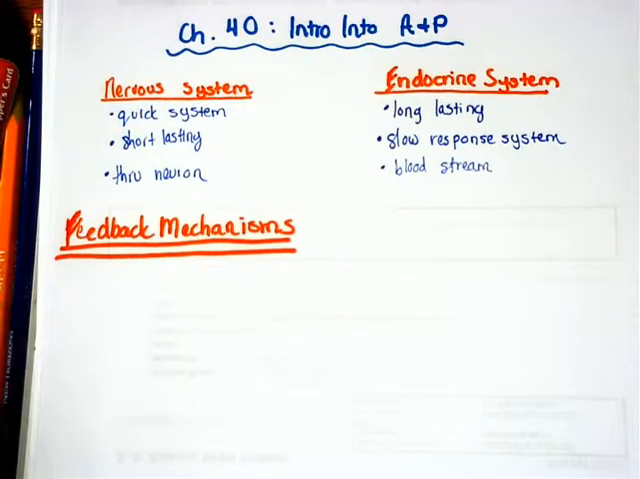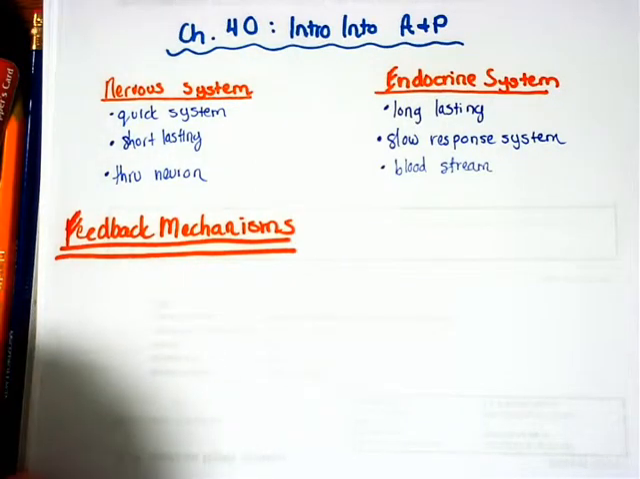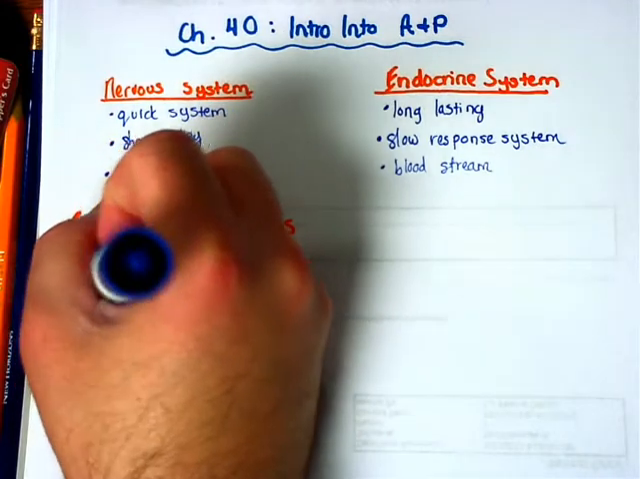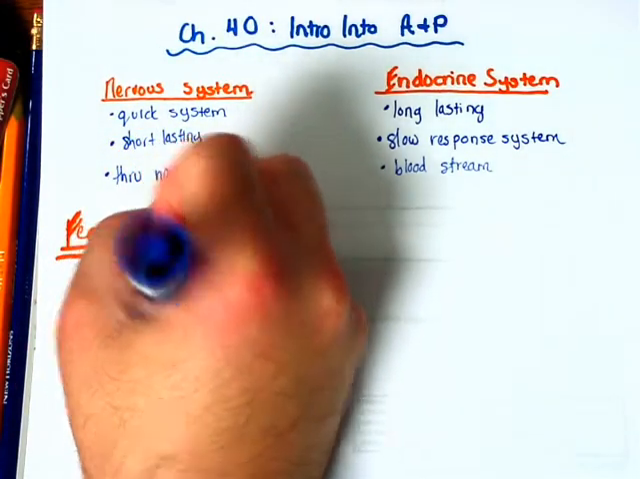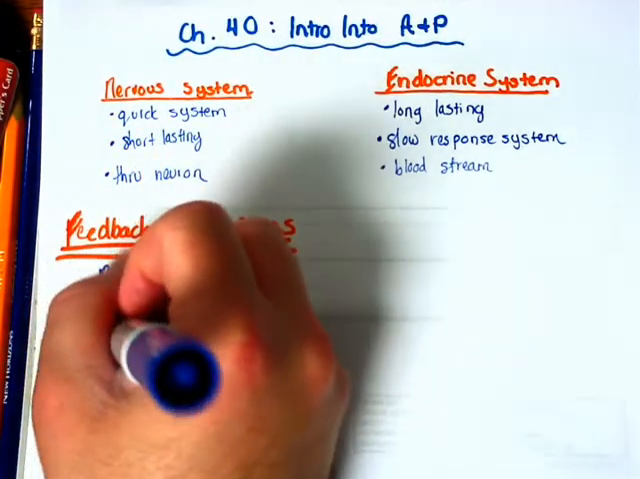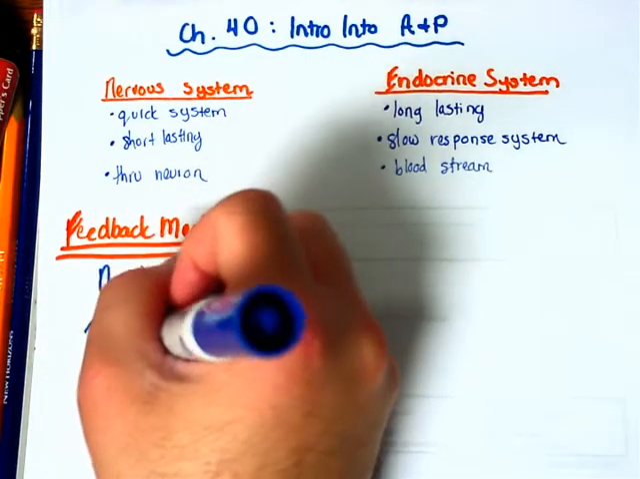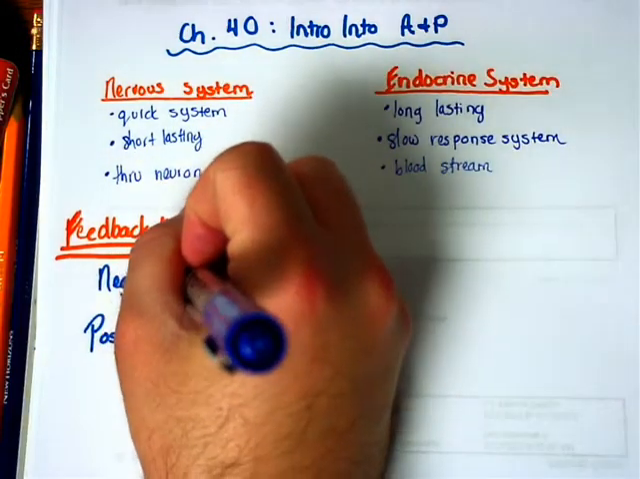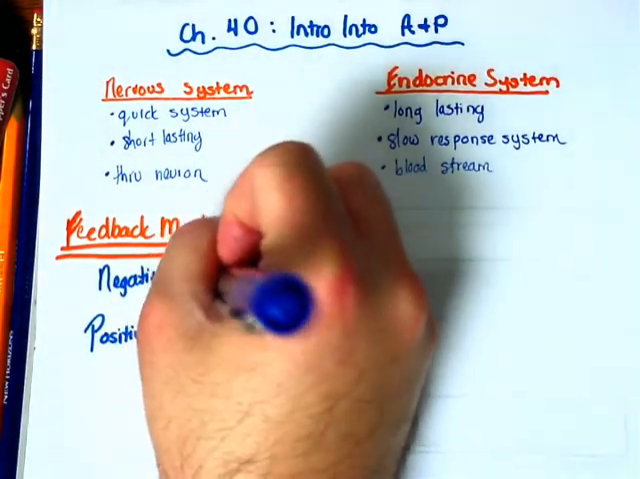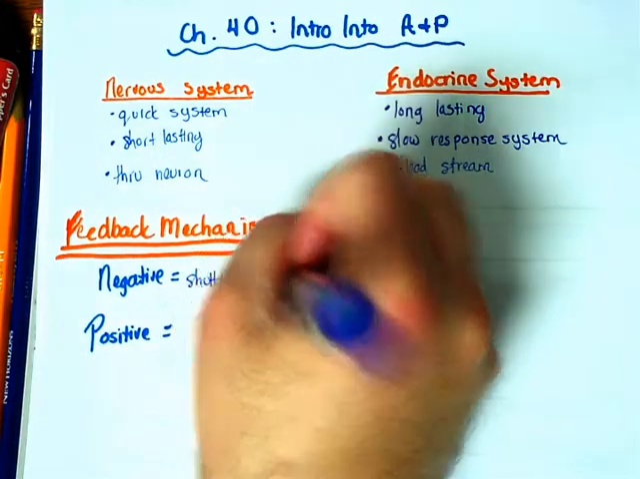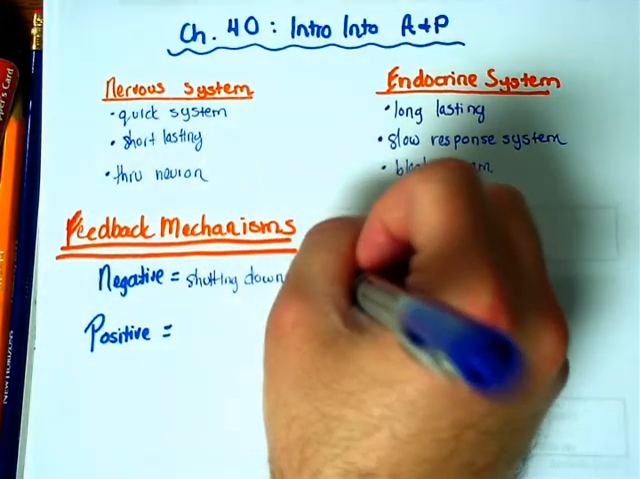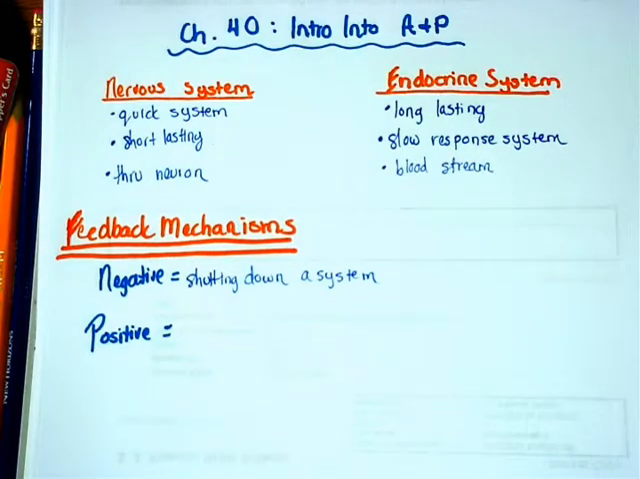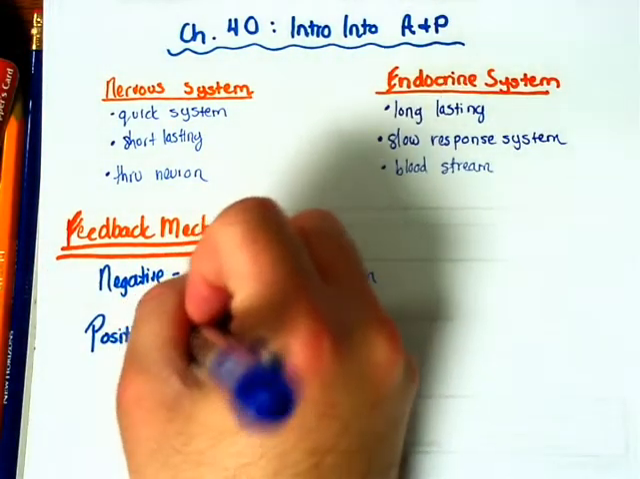First off, what is a feedback mechanism? There are going to be 2 types. What are the 2 types we're thinking of? Okay, so there's the negative, and there's also the positive form. With a negative feedback, are you enhancing or shutting down a system? So negative feedback results in shutting down a system. Whereas a positive feedback is all going to be about enhancing a system.